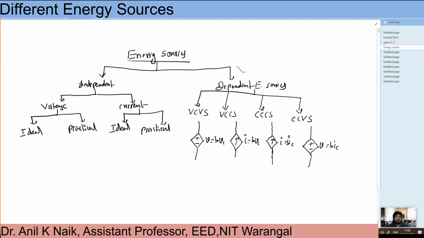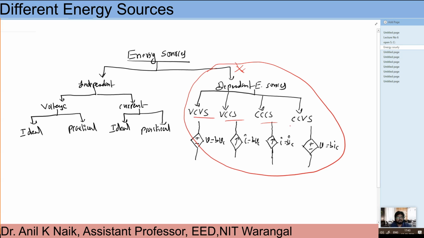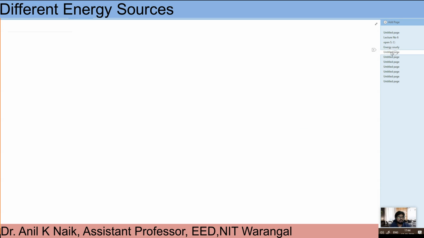We are not going into detail about these dependent sources. This is not in our syllabus. We are going to study this in the coming years, when you enter the second year, in that class. Now we will see what an ideal and a practical voltage source are, and what an ideal and a practical current source are.